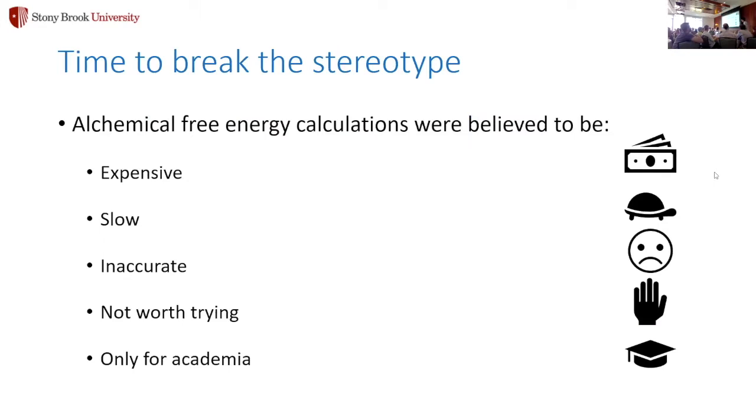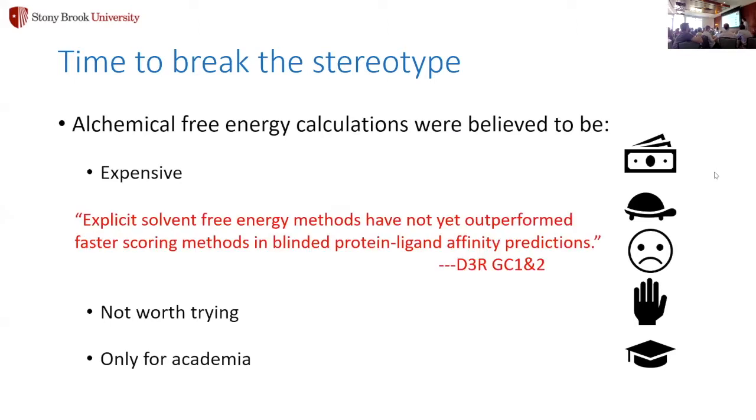Okay, so this is just about the progress in alchemical free energy calculations made in recent years. When people talk about alchemical free energy calculations, they always think it's expensive, slow, inaccurate, and not worth trying. And overall, it's a thing for academia. Even D3R has this statement there. But from my experience, alchemical free energy calculation has already changed a lot, and it's not what it used to be.